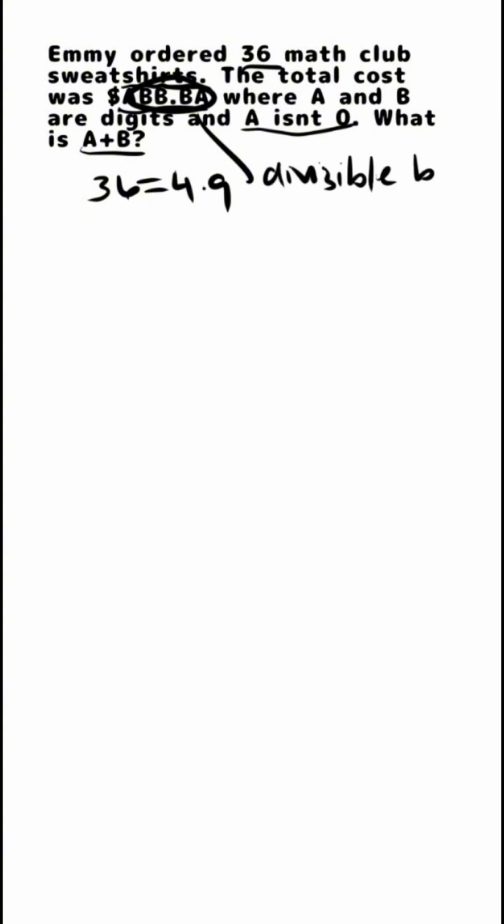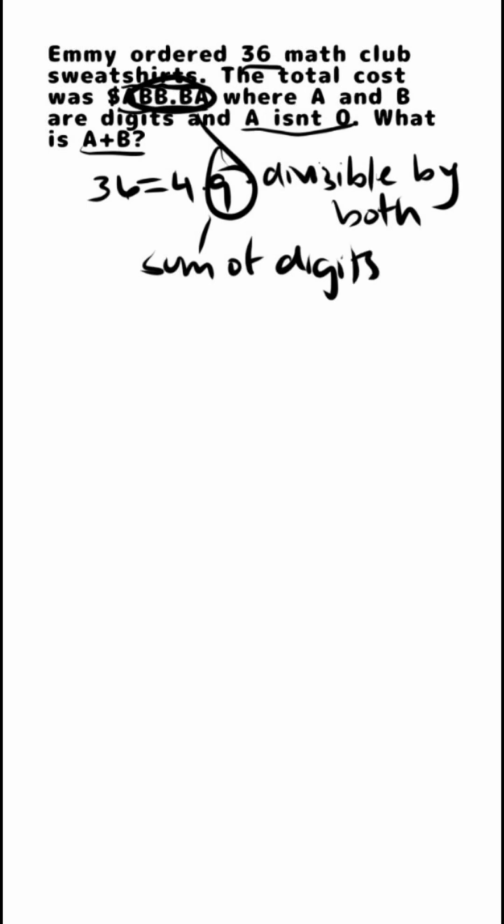Problem 8. Emmy ordered 36 math club sweatshirts. The total cost was ABB.BA, where A and B are digits and A isn't 0. What is A plus B? So this problem is basically saying ABB.BA is divisible by 36. 36 can be split into 4 and 9, meaning that this number must be divisible by both.